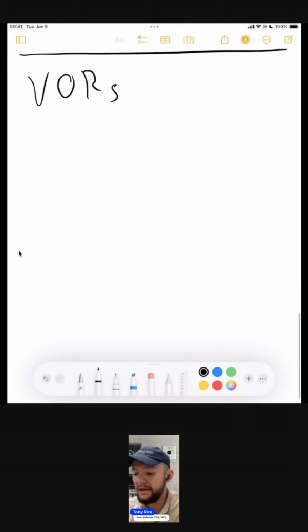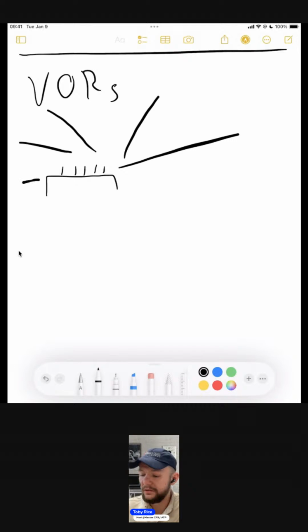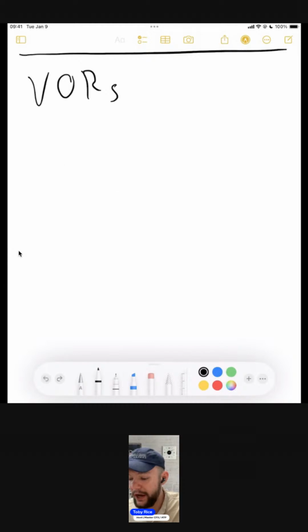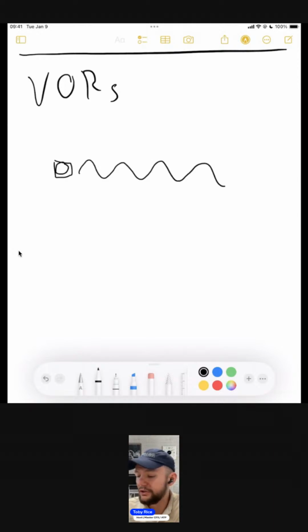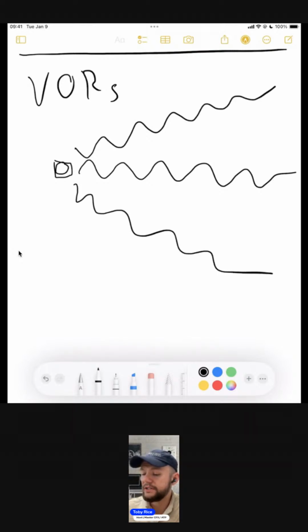A VOR is a radio station with antennas on it. The antennas shoot signals in 360 directions, 360 degrees. Those signals are picked up by the receiver in your airplane. So I'm going to draw an example of a VOR on my iPad. This is a VOR on the iPad. Now, if you're listening to the podcast, you can't see it, but just imagine I drew a dot on the screen. That is a VOR. That VOR is transmitting a radio wave in a certain direction, and it's got 36 little antennas that put out radio waves in 360 degrees of the compass.